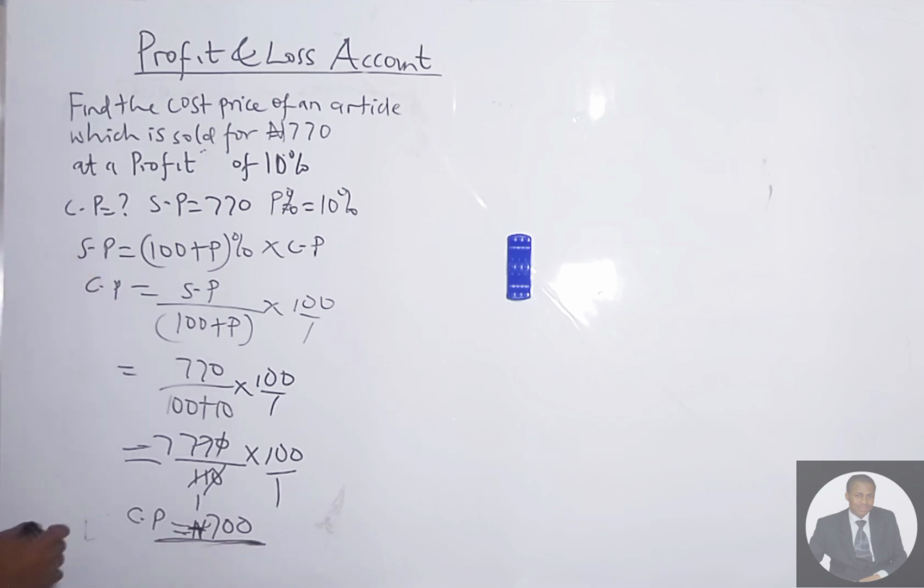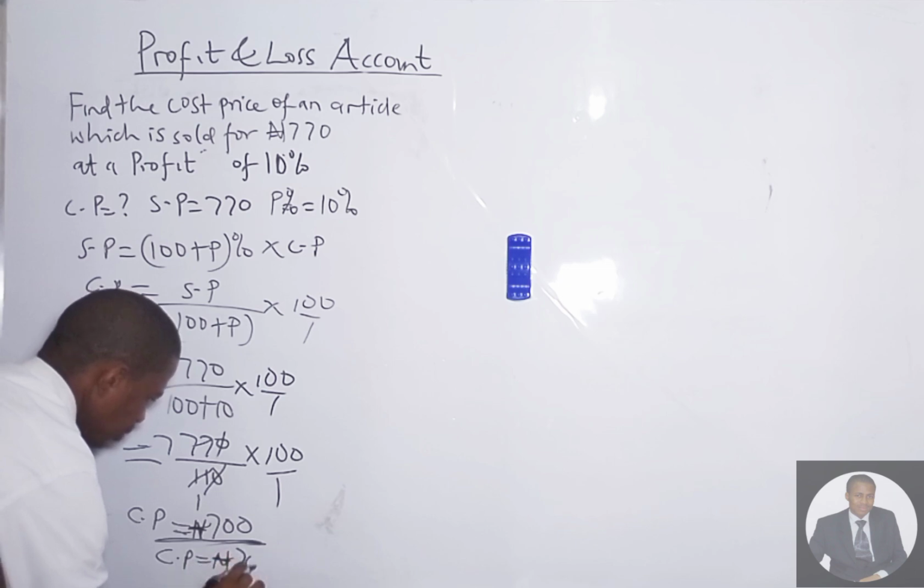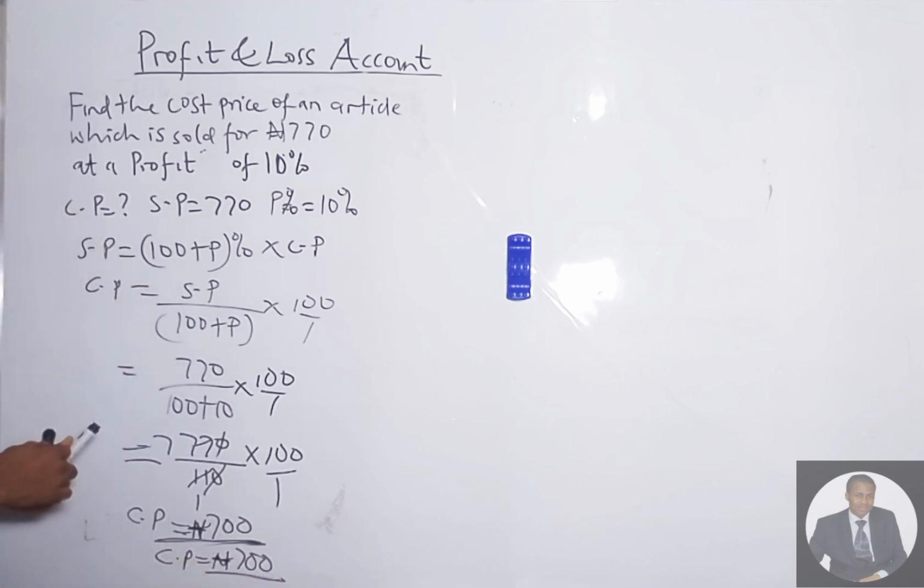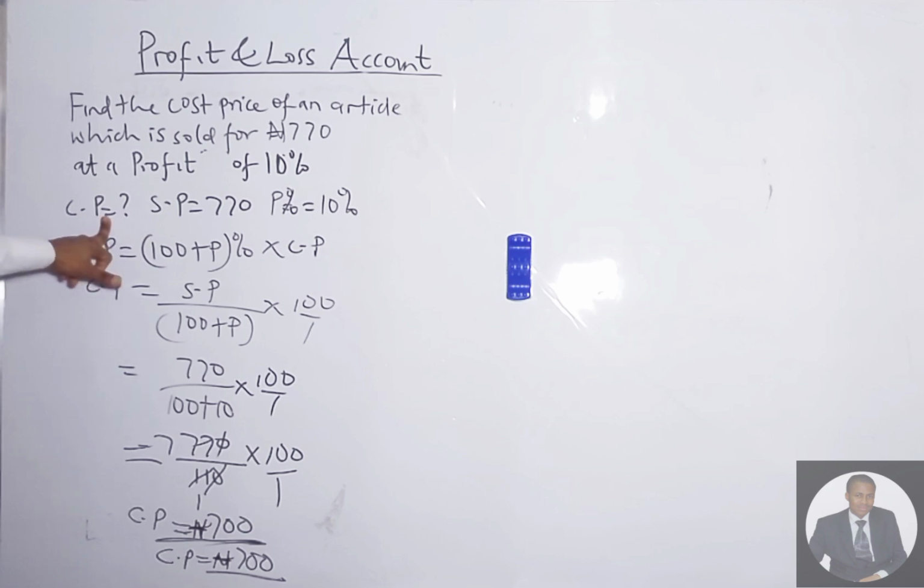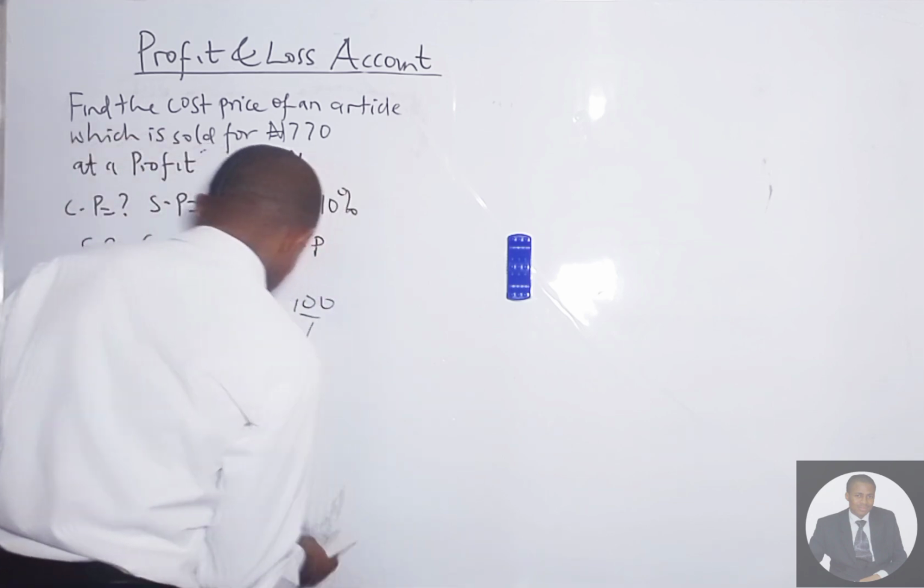So our cost price becomes 700 naira. If the cost price is 700 naira and he sold it for 770, he made a gain of 70 naira on this particular commodity.